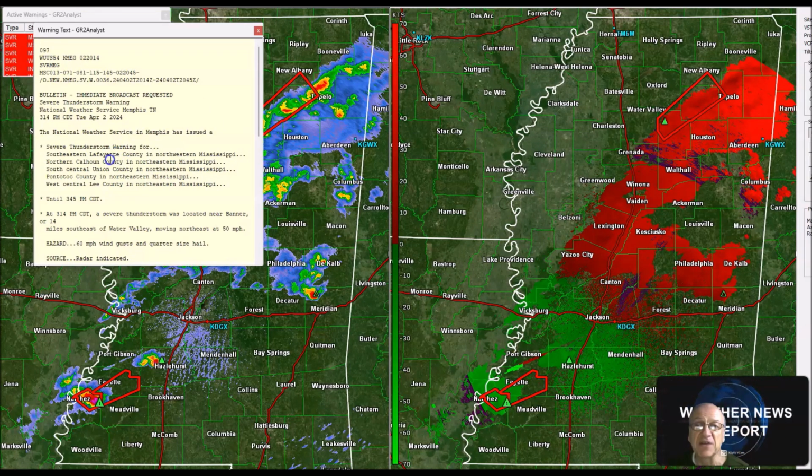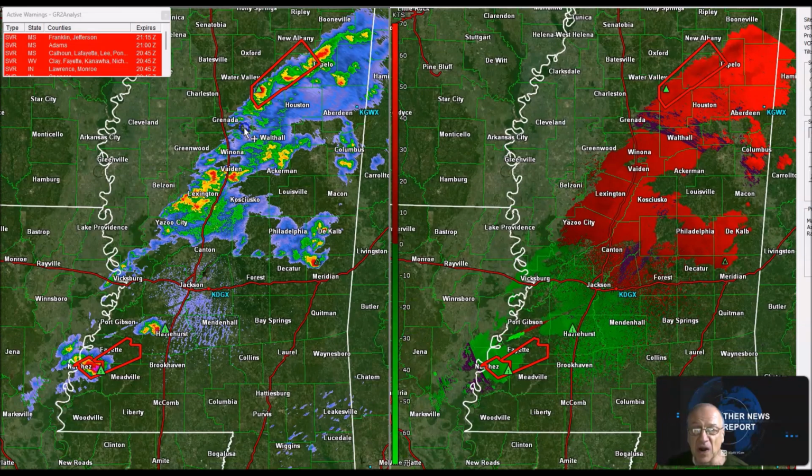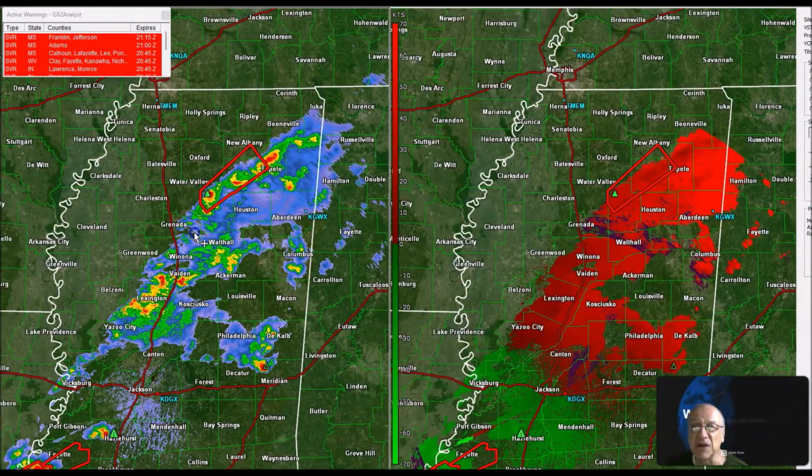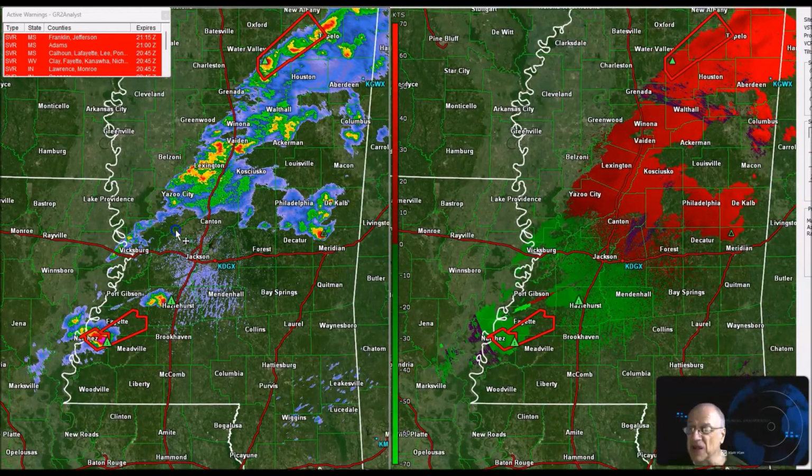This one is in effect for southeastern Lafayette County, northwestern Mississippi, northern Calhoun County, northeastern Mississippi, southern central Union County, northeastern Mississippi, Pontotoc County, northeastern Mississippi, and western central Lee County, northeastern Mississippi, in effect until 3:45 p.m. Central Daylight Time. So what other warnings and watches do we have here? That's what I see across this region that I'm looking at now. Okay, we go further to the east.